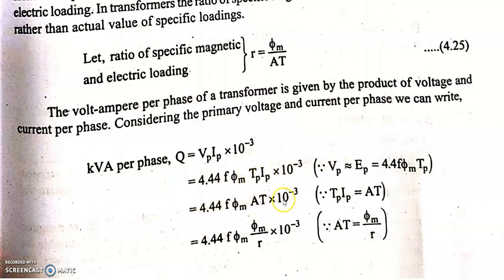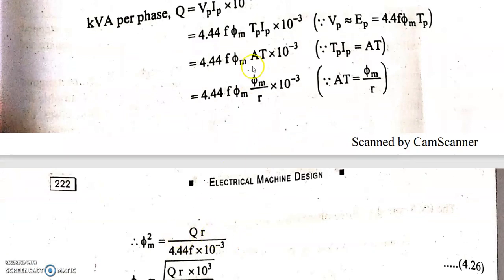Okay, so we are writing ampere turn into 10 to the power minus 3, and then we are writing this ampere turn, that is specific electric loading, in terms of this ratio. So AT will be equal to φm by R. So we are writing φm by R. So here we will be getting φm square. So the equation will be φm square here.